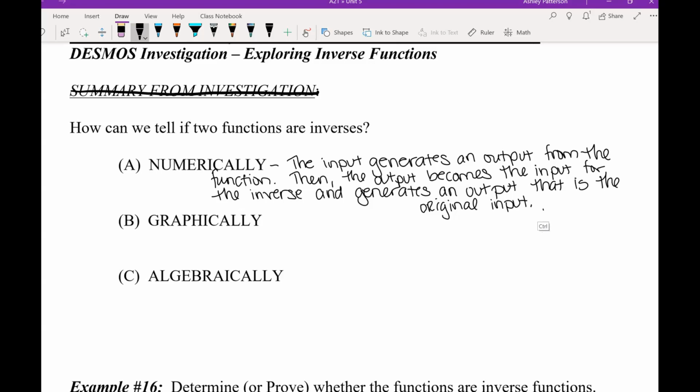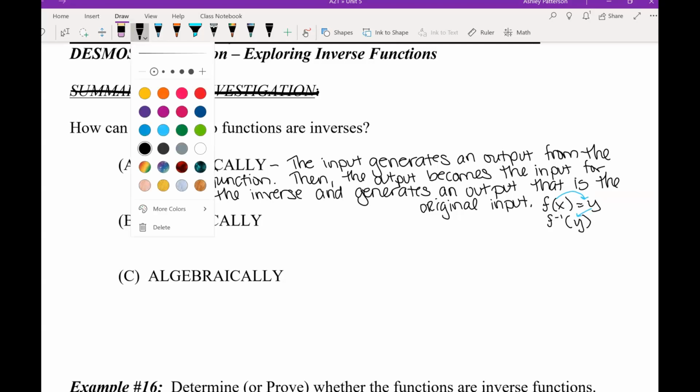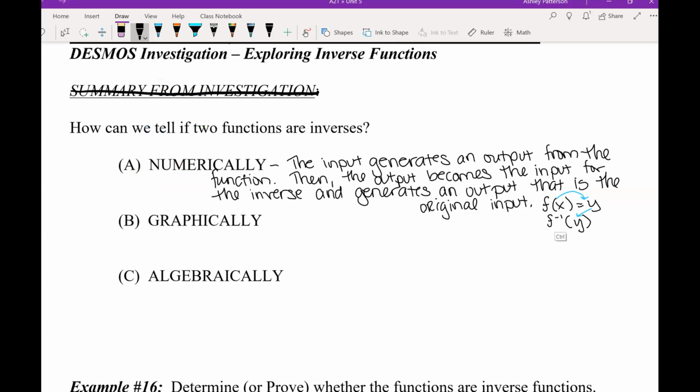It looks like this. If I have f of x and it equals y, and then I have f inverse of y, okay, so we have an input that generates an output. That becomes the input for the inverse. Notice I have a -1 exponent because that's how I note that it is an inverse, and its output will be the original input. So numerically, how do we test? We substitute in values to see if it works in that circular fashion.